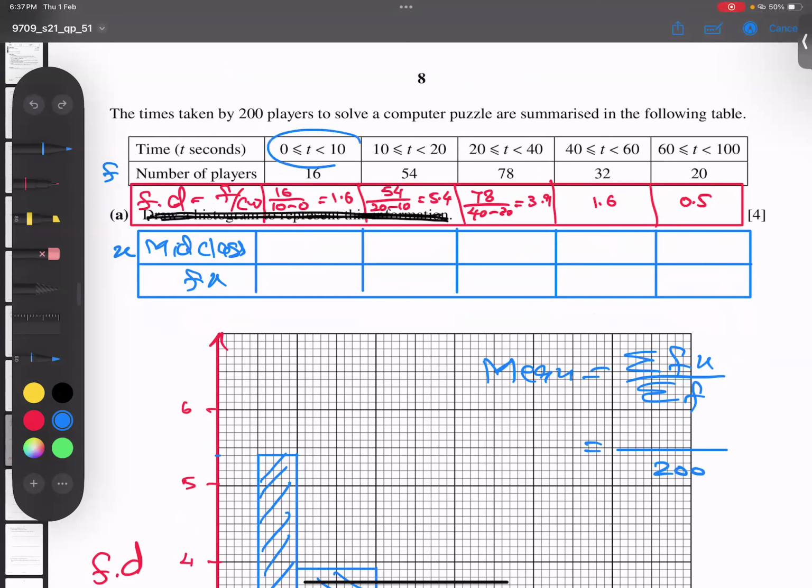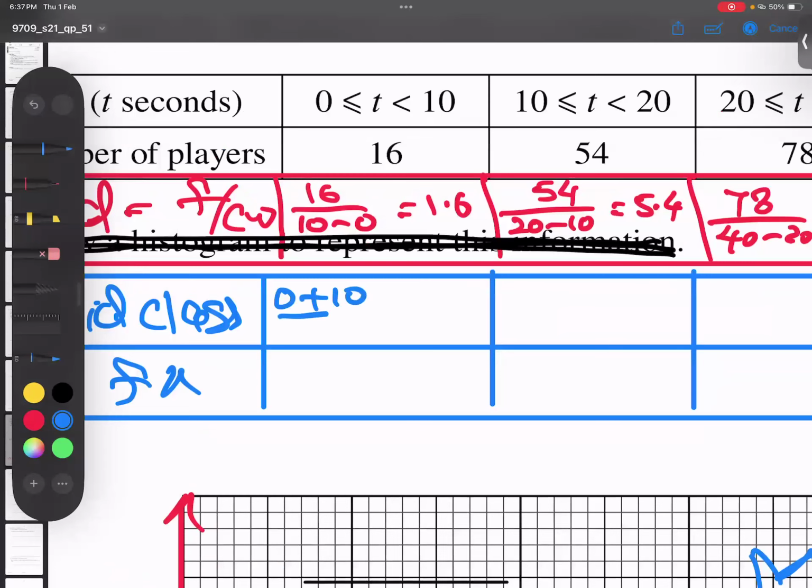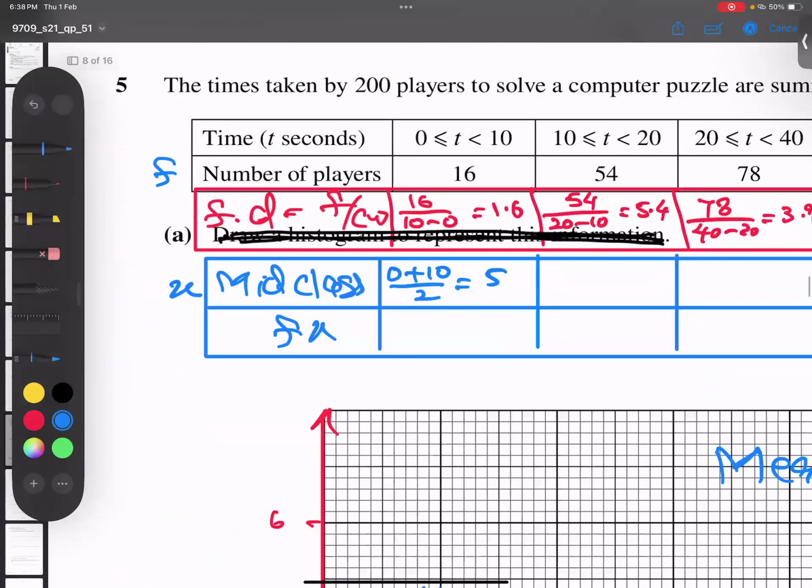Here we find the average. I don't know whether it's 16 multiplied with 10 or 16 multiplied with 0, so when I don't know, I take an average. So 0 plus 10 divided by 2. Look, once I show you, next time I will not show. 0 plus 10 divided by 2, I got 5. This value is X, and this is F. So multiply this with this. 16 times 5, and I got 80.